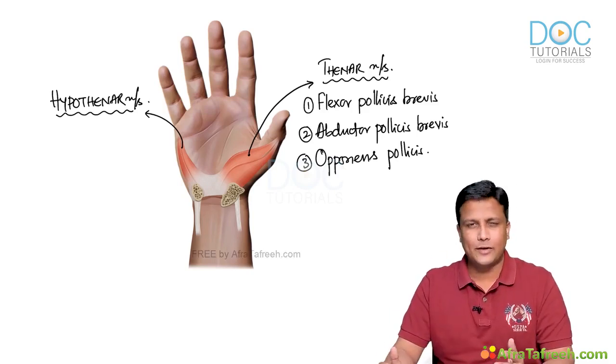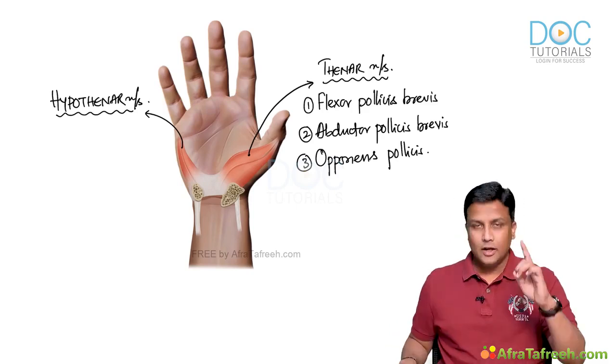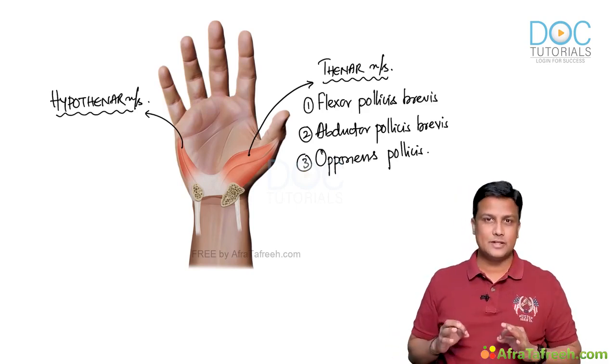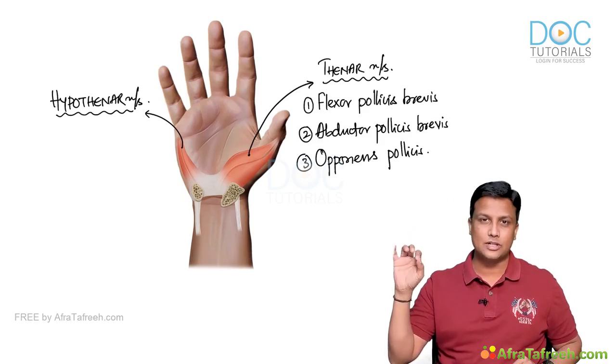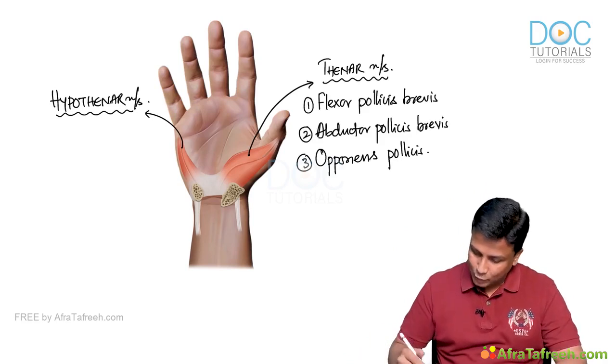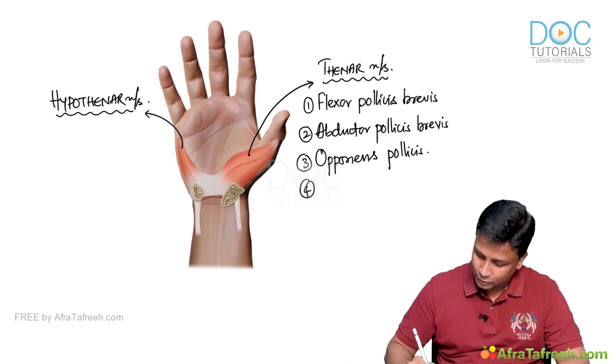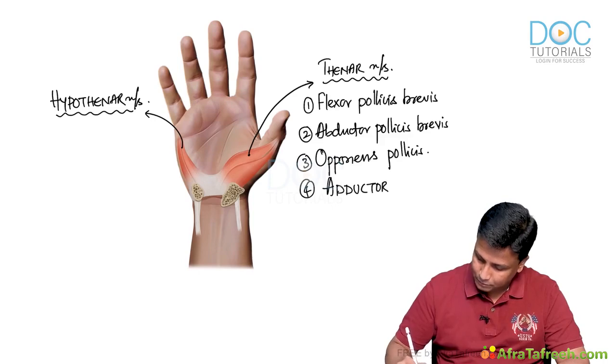It's not like simply writing and mugging. Is it okay? If you are observing the names of all those muscles properly, I'm done with flexion, I'm done with abduction, I'm done with opposition. What is the only thing left out? Adduction. So yes, we do have a muscle for adduction here. Number 4, it will be adductor pollicis.